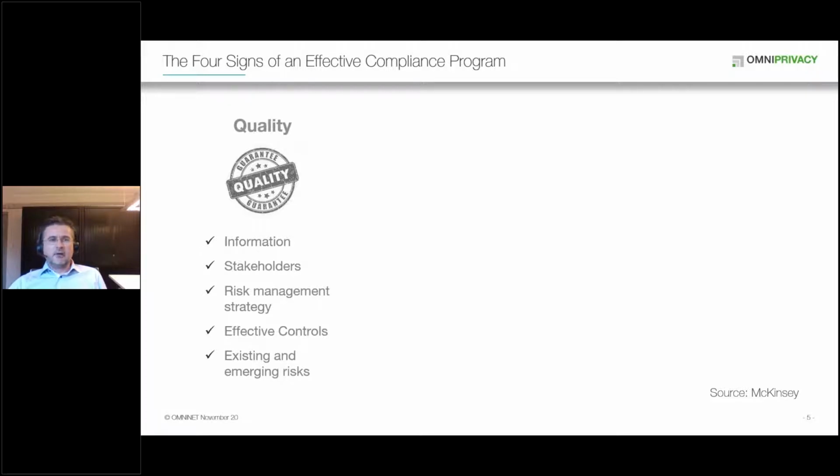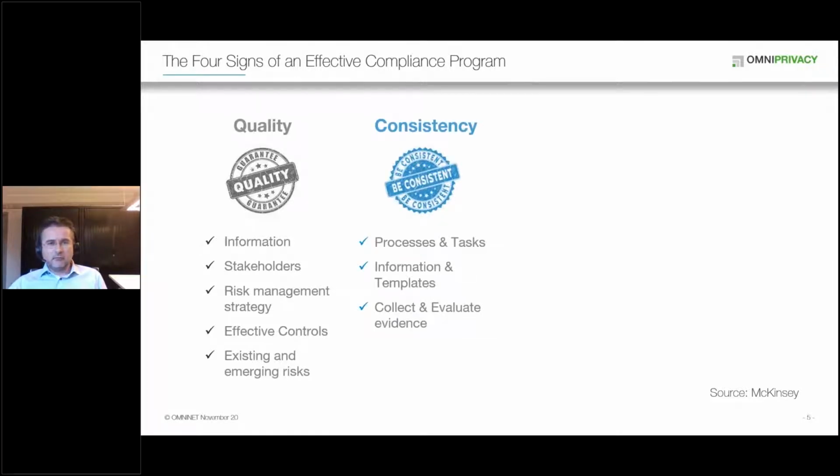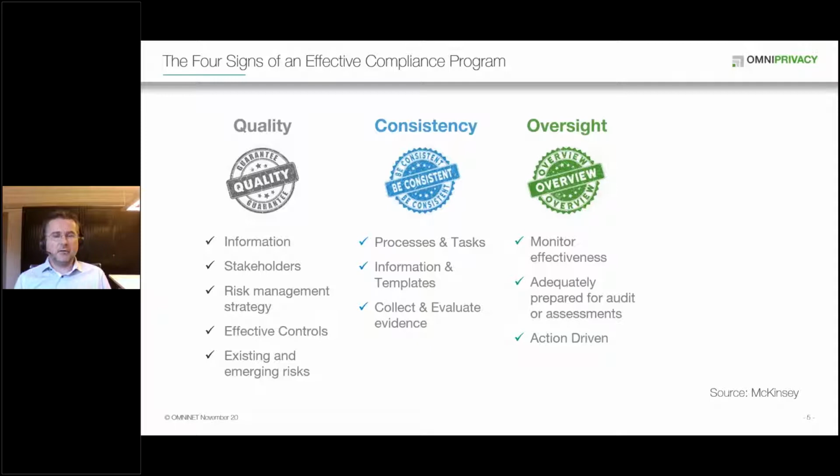The second sign, in fact, is consistency. Consistency in how the processes are performed, in the information and the templates that are used, but as well in the way the information is collected for audits, for example. The third one is about oversight. And oversight is both on a strategic level in order to monitor effectiveness, but also on an operational level where you need to be adequately prepared for audits or assessments, and you need to dispose of KPIs that are action driven and that can give you that oversight.